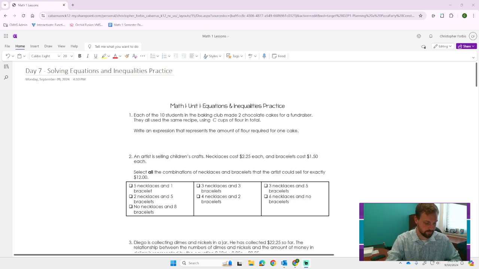Let's start off with number 1. Again, it's more of a worksheet than anything today. Let's go to draw. Oh, I like red. Y'all know this by now.